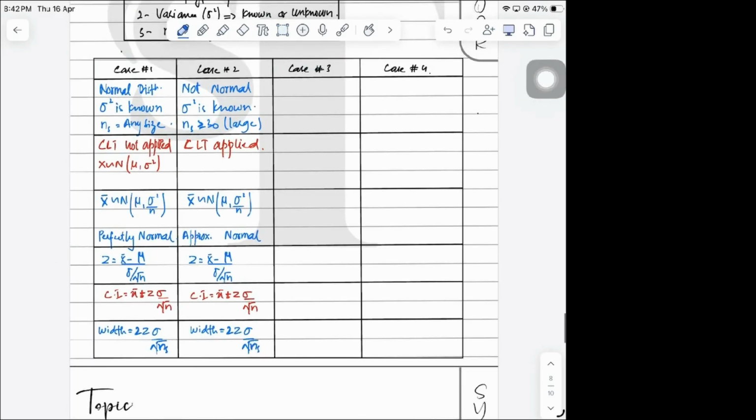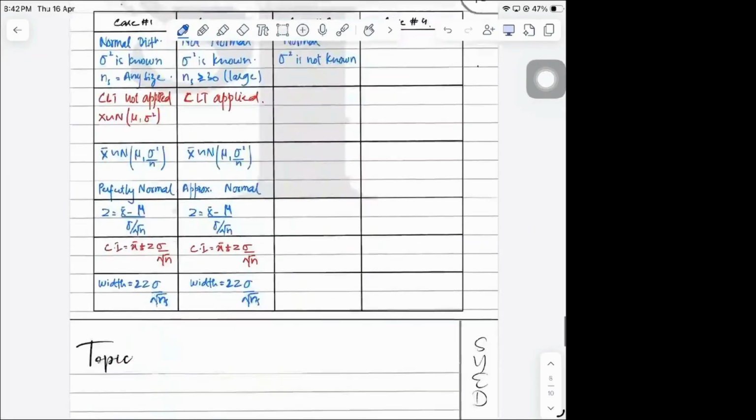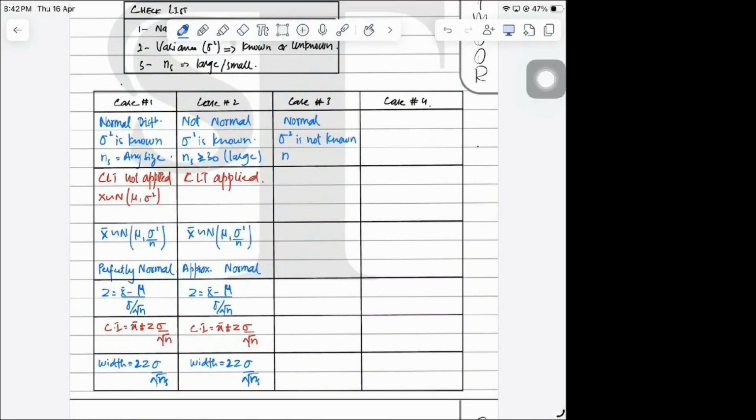And when we have the normal distribution, the distribution is normal and sigma squared is not known, and at that time n is greater than or equal to 30, which is considered as large. And remember this thing: when the distribution is normal, it has to be remembered that CLT is not applied.